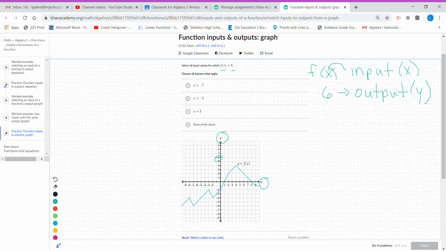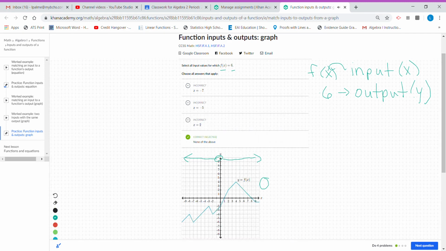Now, if you go left and right, okay, this is left and this is right, you need to see, is there any x value on this graph, this blue graph line, that touches that line at 6, when y is 6. There is no x value. This graph doesn't go high enough to give us an output of 6. So the only selection that we have here is D, none of the above.